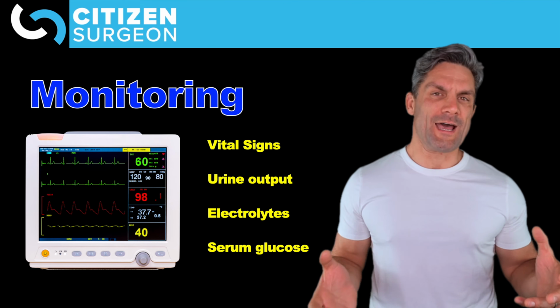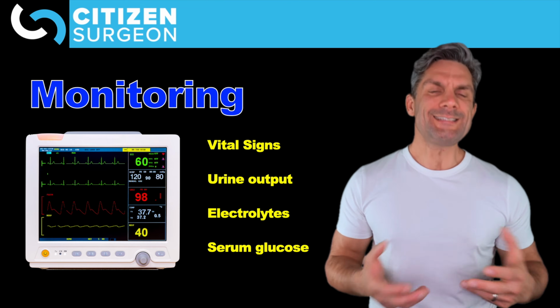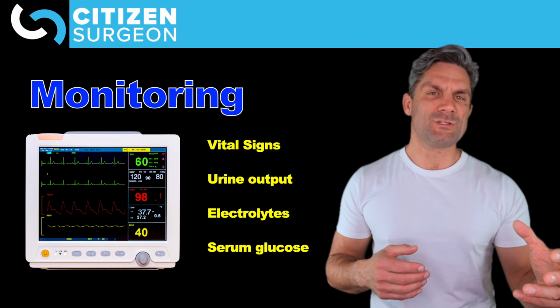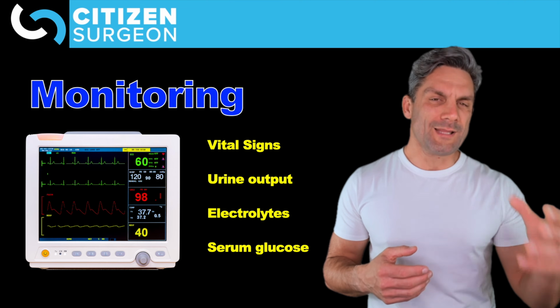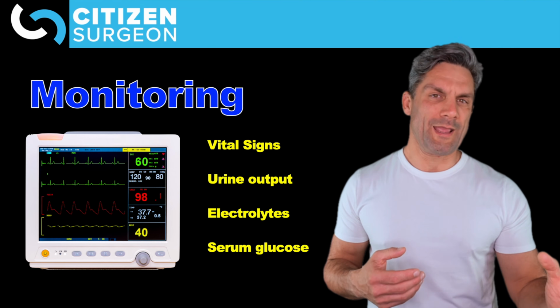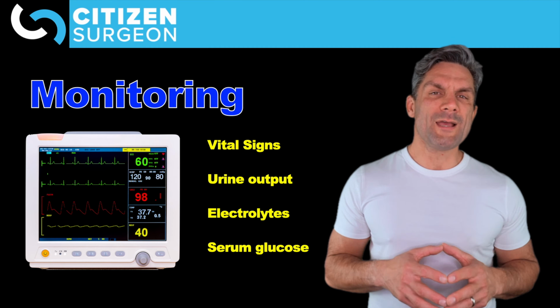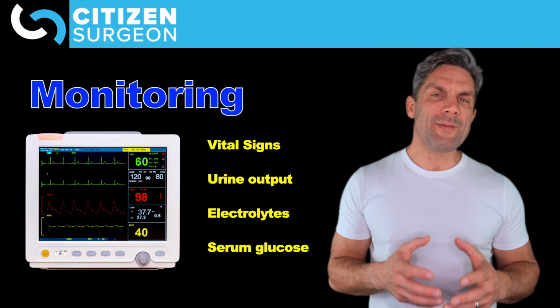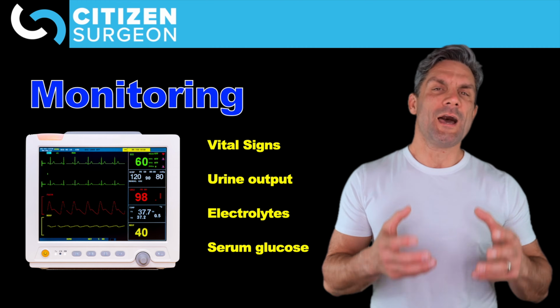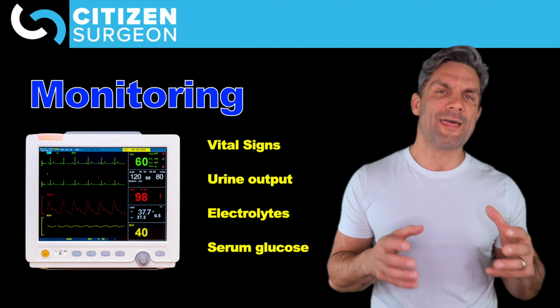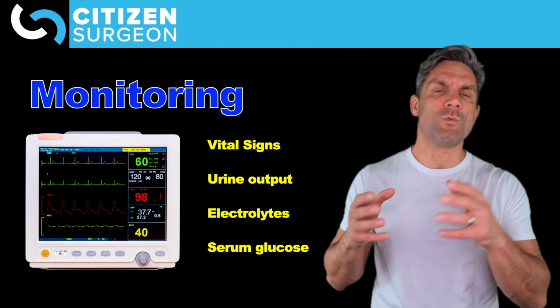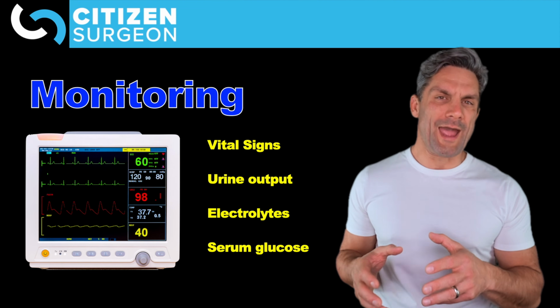First is vital signs. So we have to consistently be monitoring their temperature, their heart rate, their blood pressure, their respiratory rate. All of those need to be measured on a consistent basis. We want to measure the urine output. That's going to be one of the best indicators of our volume status, shooting for that goal of 0.5 ml to 1 ml per kilo per hour.